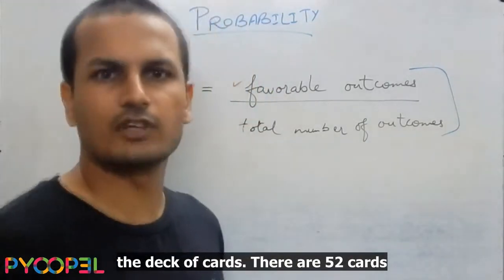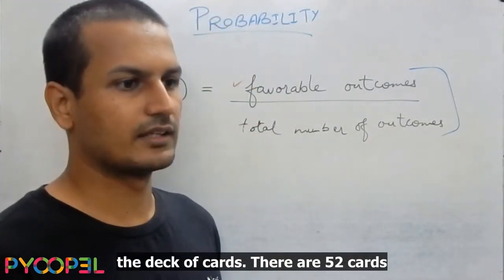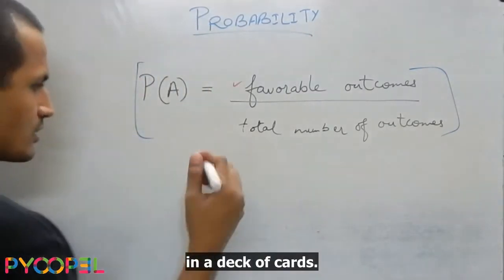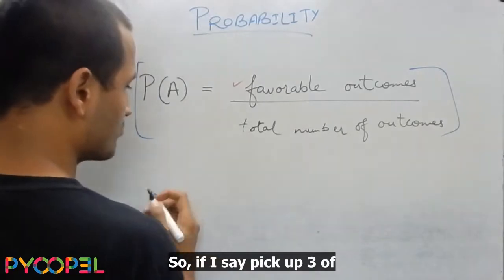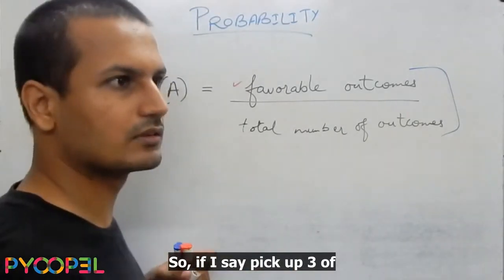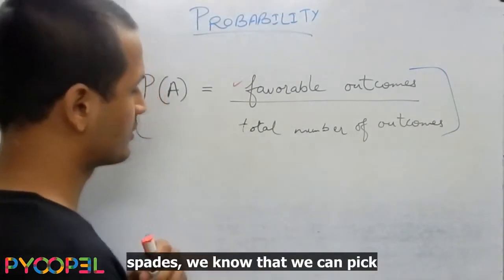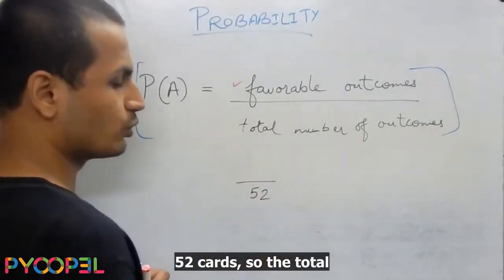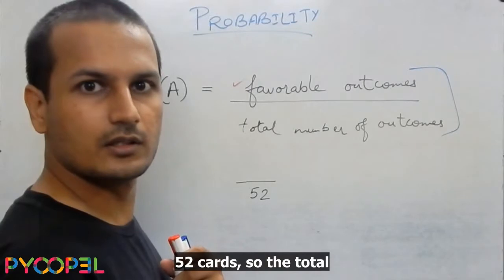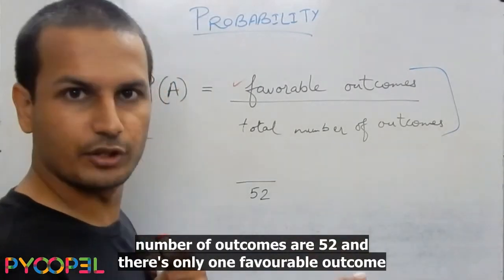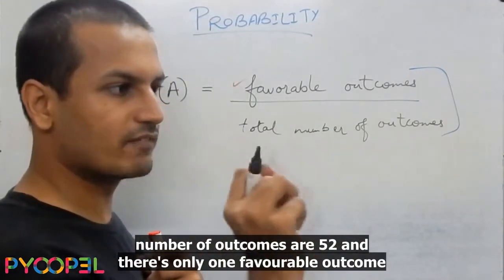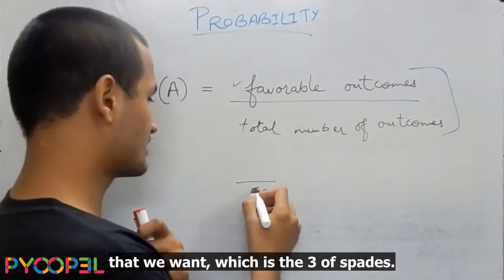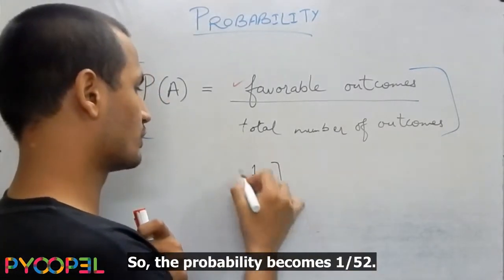Let's talk about the deck of cards. There are 52 cards in a deck of cards. So if I say pick up the 2 of spades, we know that we can pick any of 52 cards. So the total number of outcomes is 52, and there is only one favorable outcome that we want, which is the 2 of spades. So the probability becomes 1 by 52.